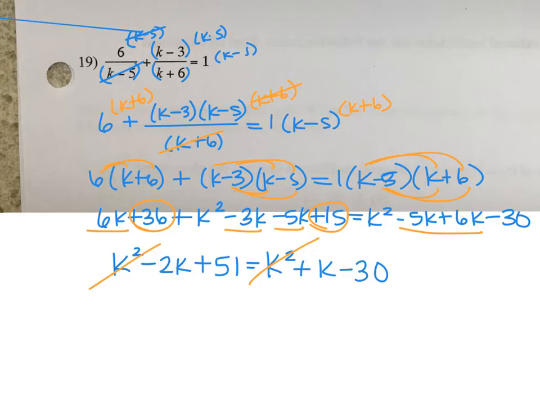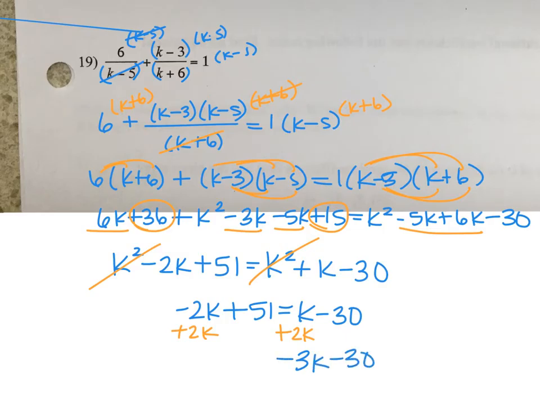And now I'm just moving stuff. So I'll recopy so it's easier to see. Negative 2k plus 51 equals k minus 30. Add 2k. I'm just solving a basic algebra equation now. So we've got 3k minus 30 equals 51. Add 30.